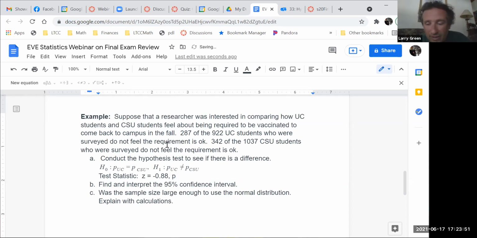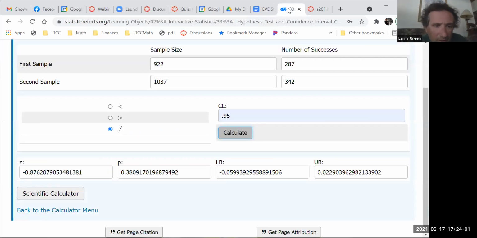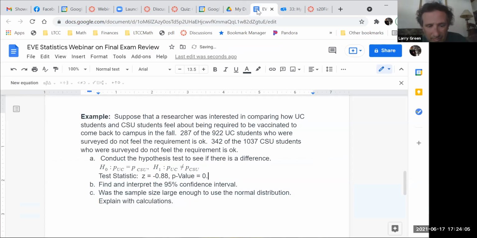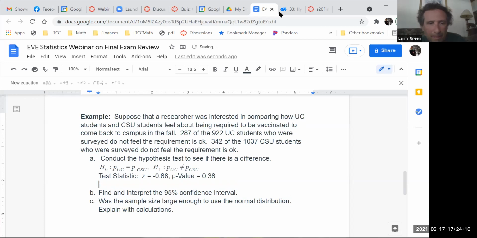Okay, the p-value was 0.38. Any questions on that? What's the conclusion? At least, how does it start?